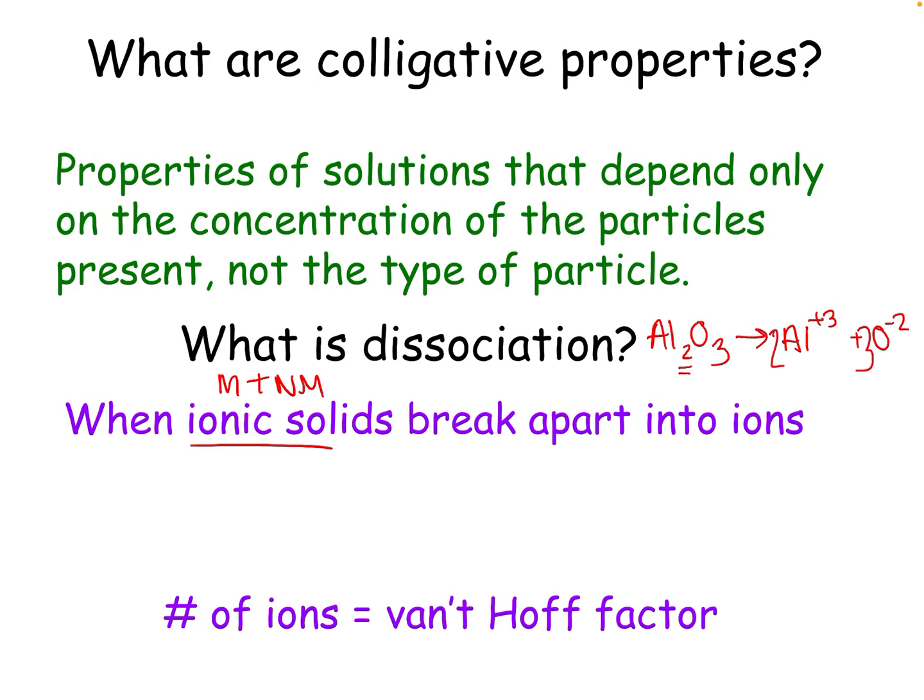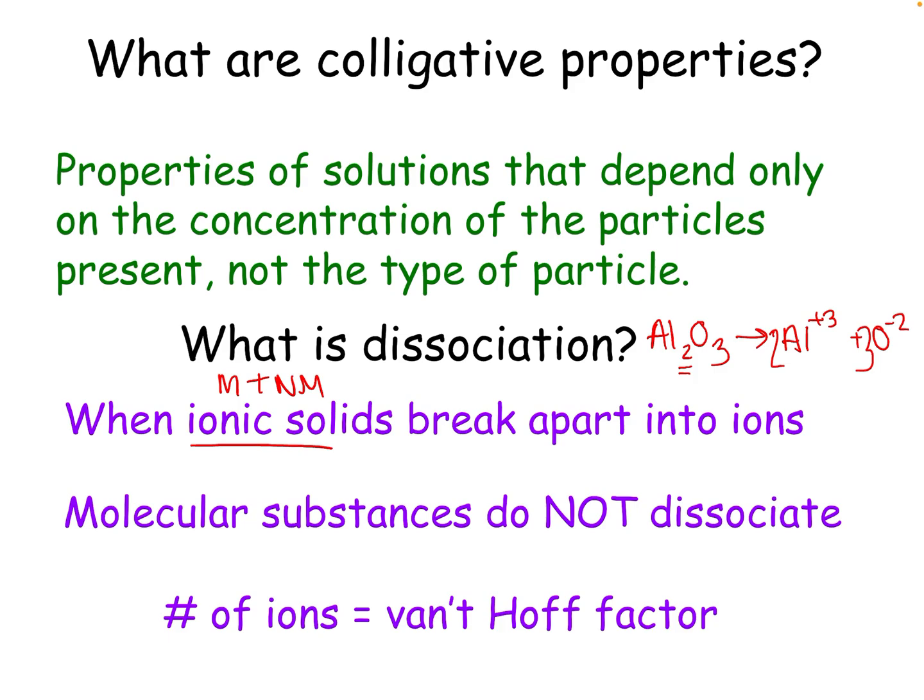So see how I broke apart my ionic compound into its ions, and then I counted up the numbers that are there. Things that are covalently bonded are not going to dissociate. So something like NH3. Instead of showing it breaking apart into ions, you're just going to say does not dissociate.